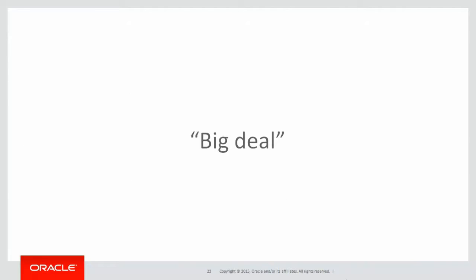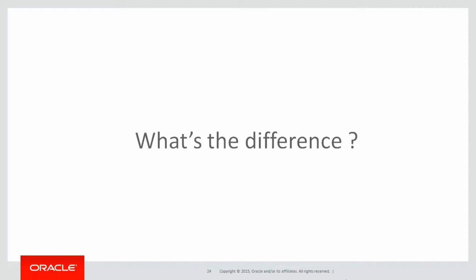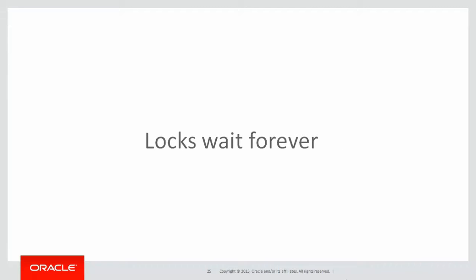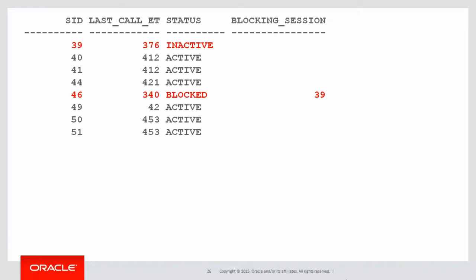Now you're probably thinking, big deal, what's the difference? My application still isn't working, it's still crashed. Well, by default in Oracle, locks wait forever to be acquired. So you might start off with a situation like we just saw before. Session 39 has a lock but it's inactive, session 46 is blocked, but then sessions 56 and 58 might come along. They might be blocked on 39 as well.